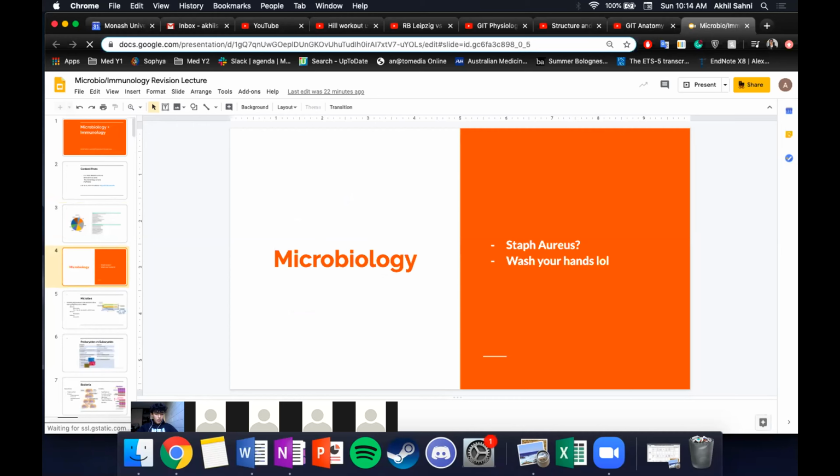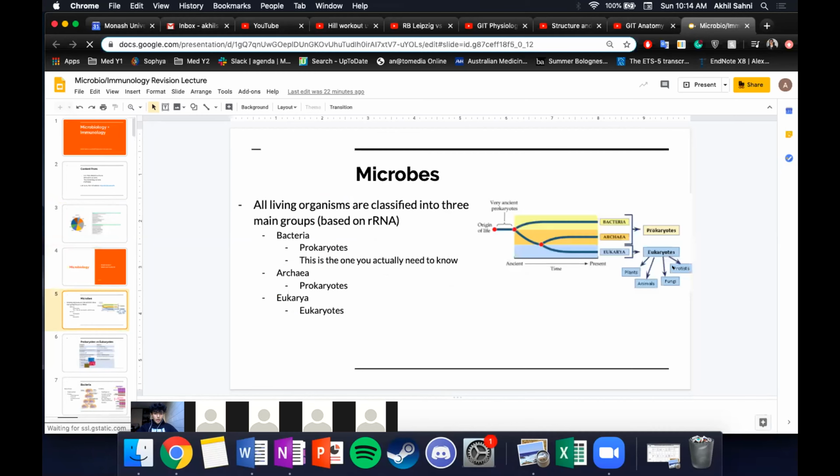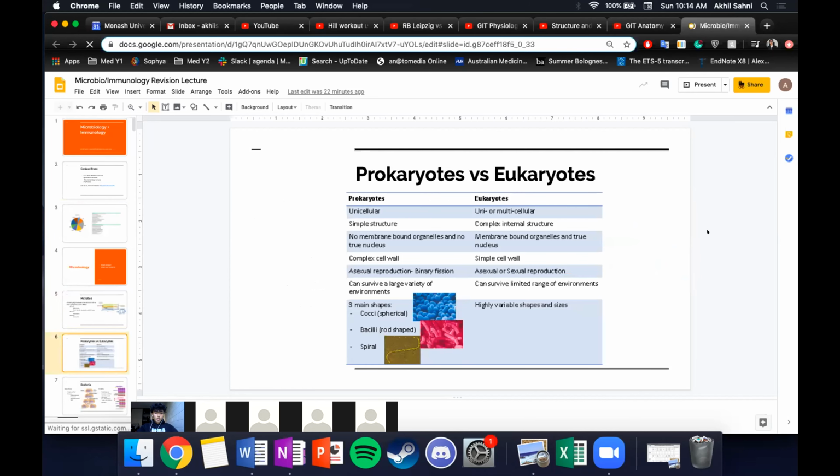So we'll just start by talking about microbes. All microbes are classified into 3 main living organisms, based on their rRNA: bacteria, archaea, and eukarya. You just need to remember that bacteria are prokaryotes. You've probably been drilled on the difference between prokaryotes and eukaryotes a lot, but it's important to remember that bacteria fall into the prokaryote section. So just a little on the differences between prokaryotes and eukaryotes.